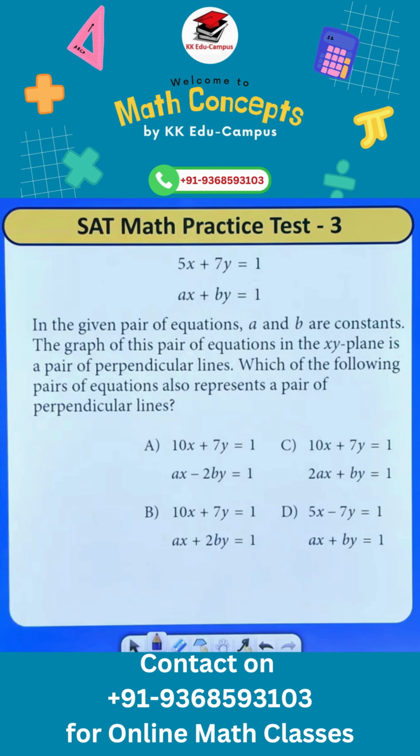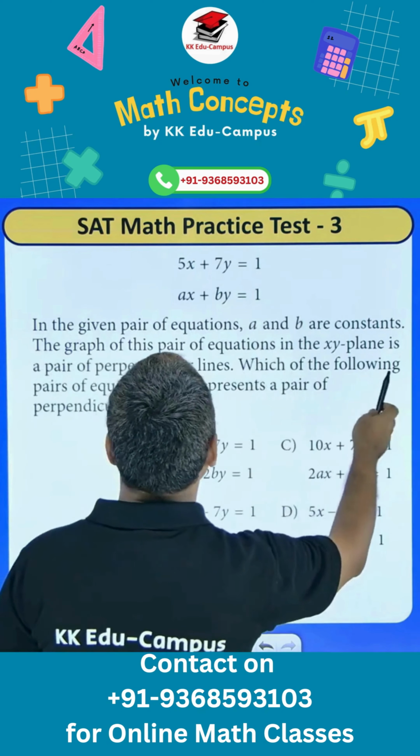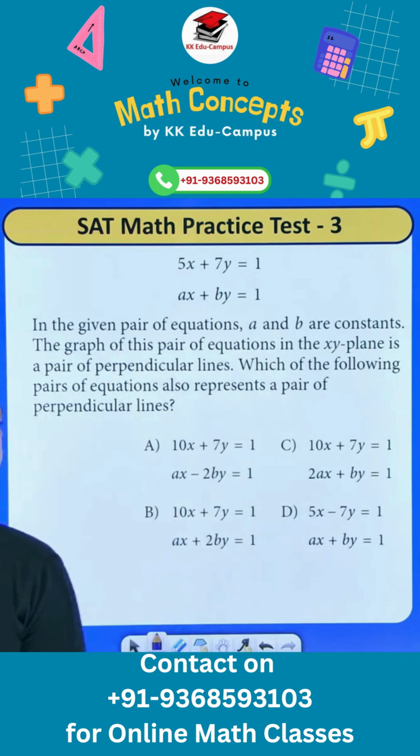5x plus 7y equals 1 and ax plus by equals 1. In the given pair of equations, a and b are constants. The graph of this pair of equations in the xy plane is a pair of perpendicular lines. Okay, this means these two are perpendicular lines. Which of the following pairs of equations also represents a pair of perpendicular lines?